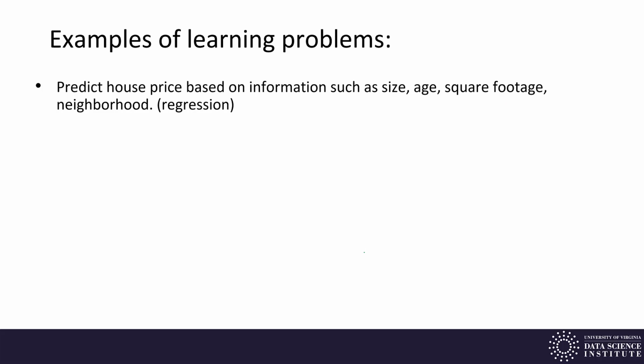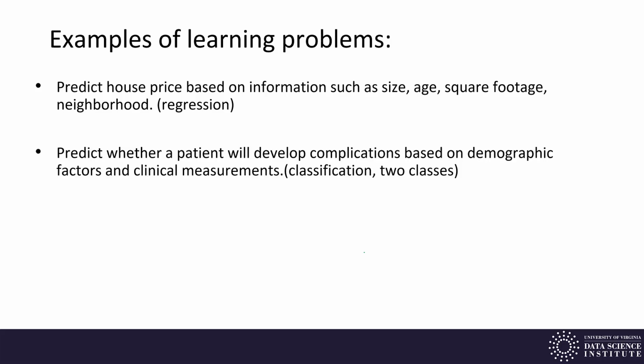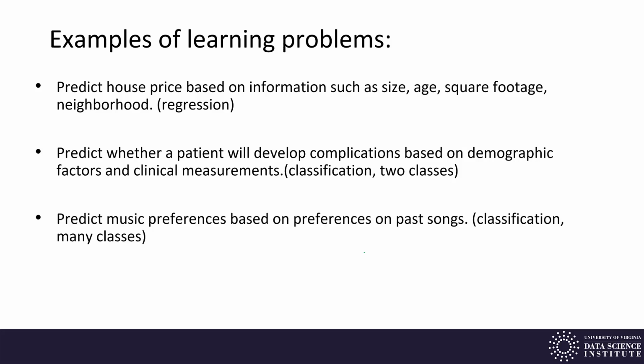So let's talk about a few examples of learning problems just to flesh out the discussion that we've had today. We may want to predict housing prices based on information such as size, age, square footage, and neighborhood. This is a regression problem, kind of the standard first regression problem people see. We may want to predict whether a patient will develop complications based on demographic factors and clinical measurements. This is a classification problem with just 2 classes, develop complications or not develop complications.